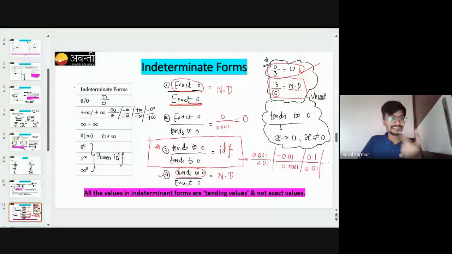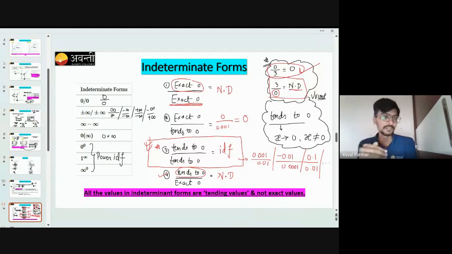We will say this indeterminate form as 0 upon 0, but at the back of our mind, we should know it is tends to 0 upon tends to 0. Obviously, we will not every time say tends to 0 upon tends to 0. We will say the indeterminate form is 0 upon 0. But at the back of the mind, you should always remember it is tends to 0 upon tends to 0.